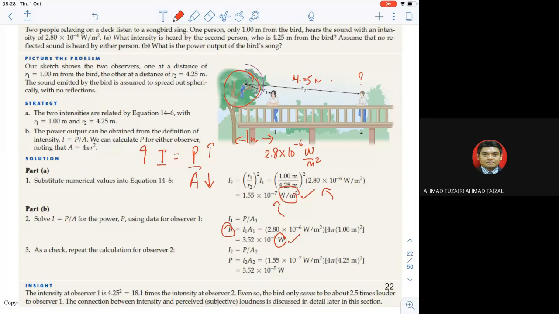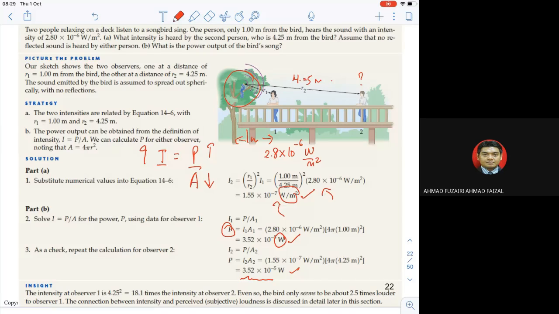Watt, and of course meter square, right? And if we try to calculate for I2, for P at I2, we will also get the same answer, which is 3.52 times 10 power of negative 5 watts.